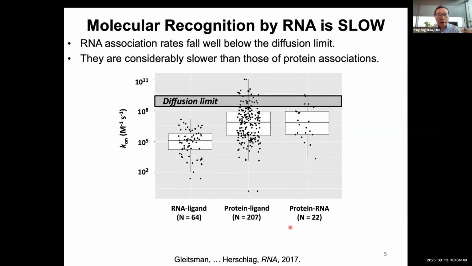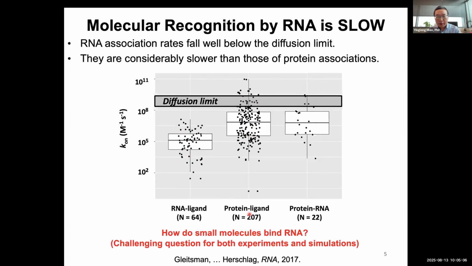On the other hand, molecular binding to RNA is known to be slow. If you look at the ligand binding rates, like k-on, they fall far below the diffusion limit. They are even much slower than the protein-ligand binding rates. Then, how do the small molecules bind RNA? I think this is a very challenging question for both experiments and simulations. For experiments, it's very hard to reach the time and space scales in order to look at the ligand binding directly.